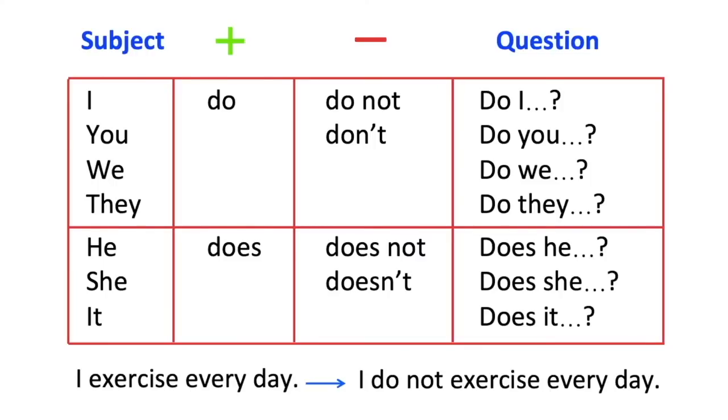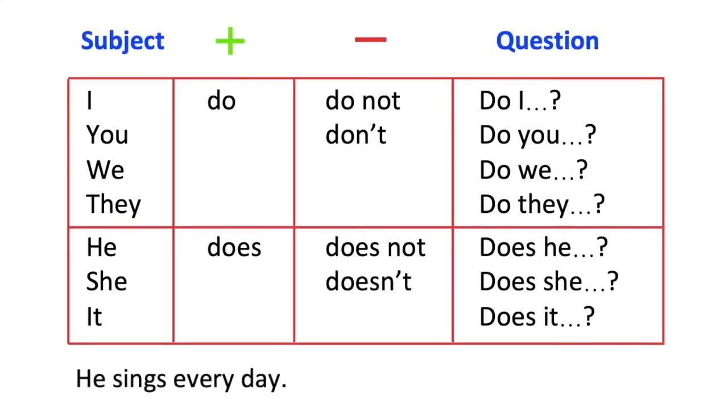Another example is, he sings every day. He doesn't sing every day, or he does not sing every day. And the question would be, does he sing every day? So in summary, we use the helping verbs do and does when forming negative sentences and questions, but we don't need to use them in positive sentences where there's already a main verb. In the next examples, I will show you how to use do as a main verb.